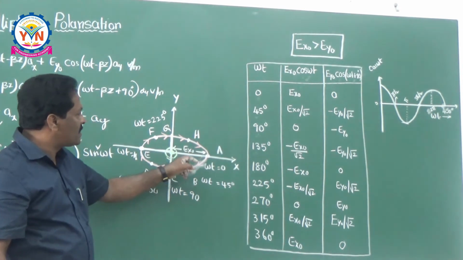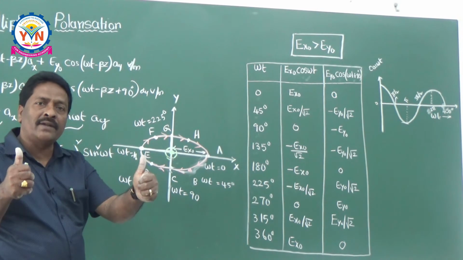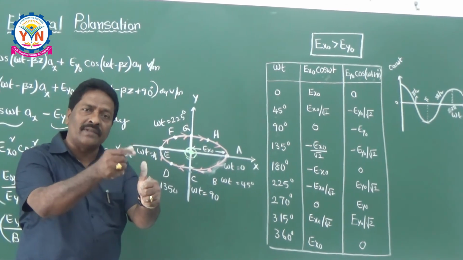Now try to use your hands once again, and try to check which hand is matching. The thumb is always pointing in the direction of the wave.